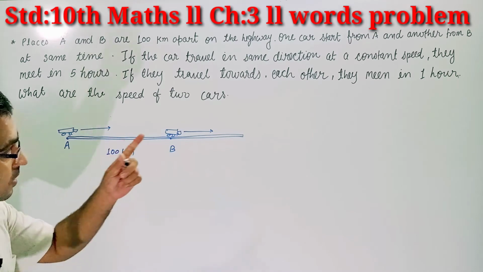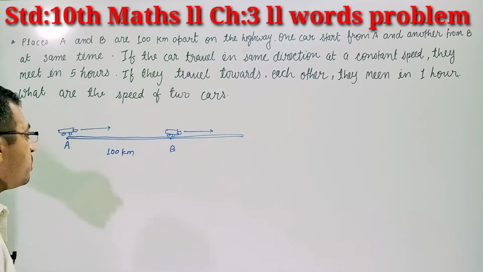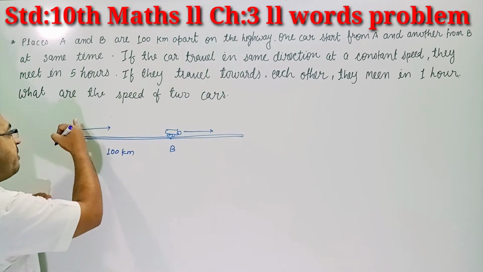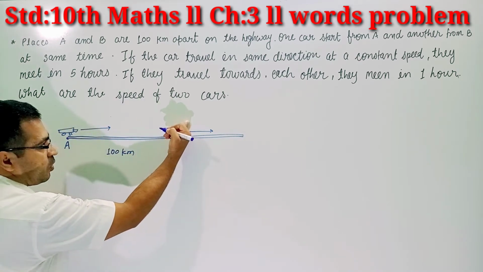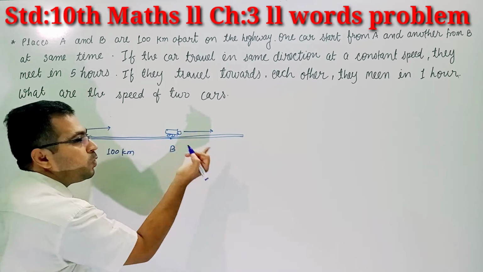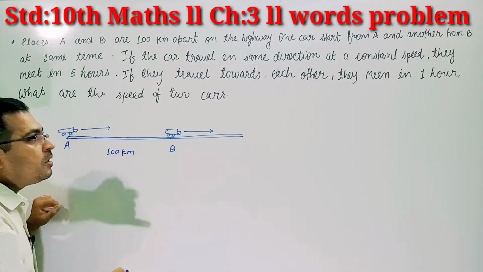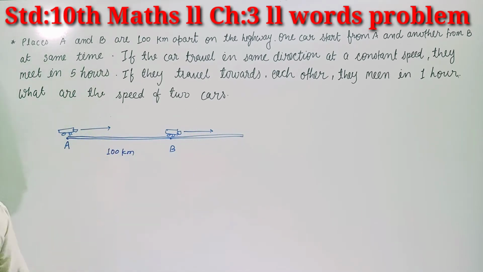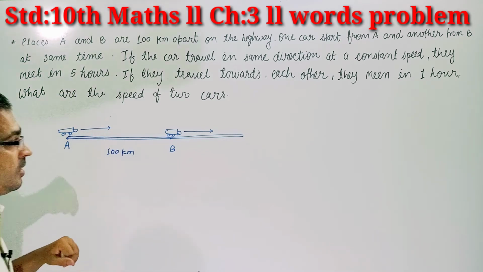Both travel at constant speed, but the constant speed is unknown. It may be 5 kilometer, it may be 10 kilometer. This car may travel 2 kilometer, this car may travel 2 kilometer also, right? So the constant speed is unknown. They meet in 5 hours.